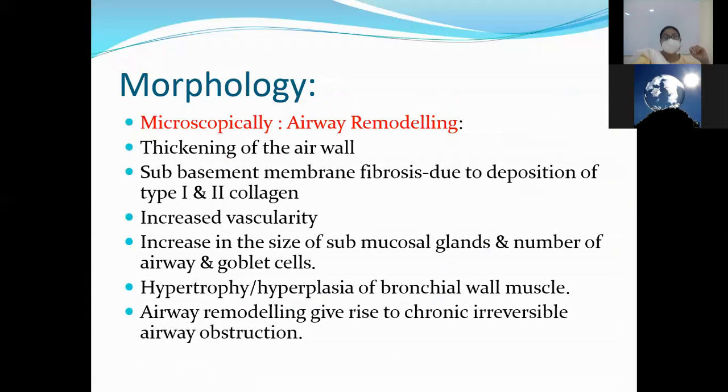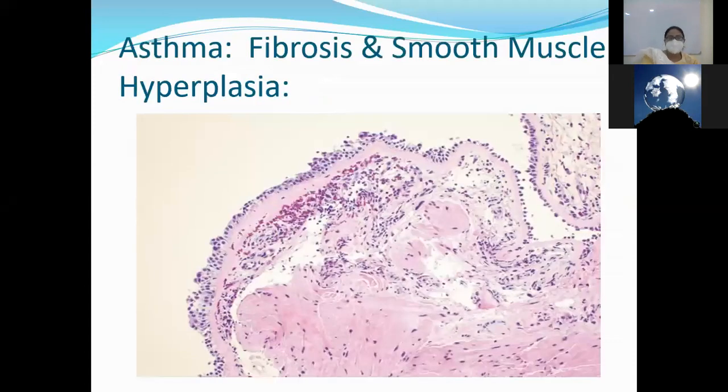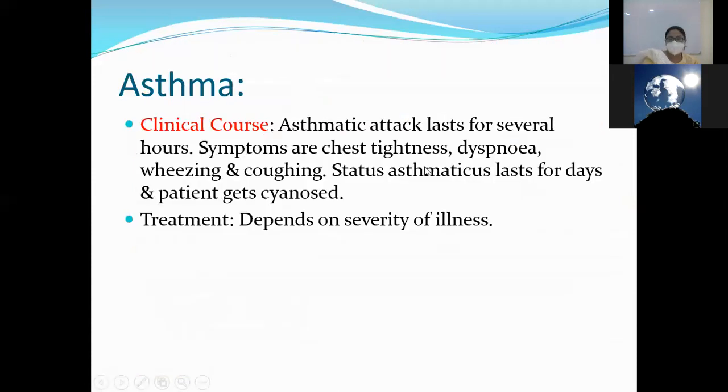So microscopically, there is airway remodeling, thickening of the airway wall, subbasement membrane fibrosis due to deposition of type 1 and type 3 collagen, increased vascularity, increase in the size of submucosal glands and number of goblet cells, hypertrophy and hyperplasia of bronchial wall muscles. Airway remodeling gives rise to chronic irreversible airway obstruction. Clear?